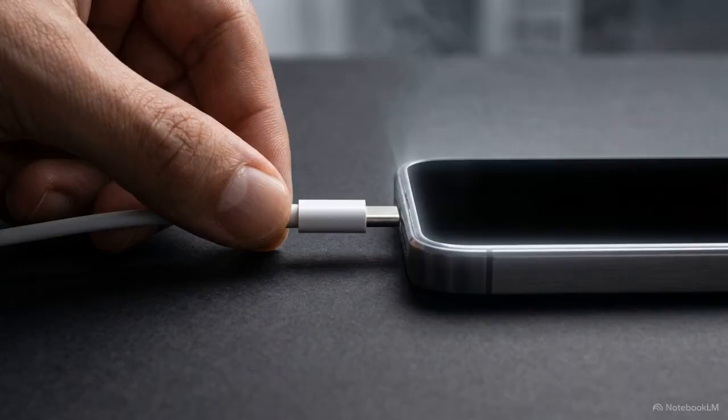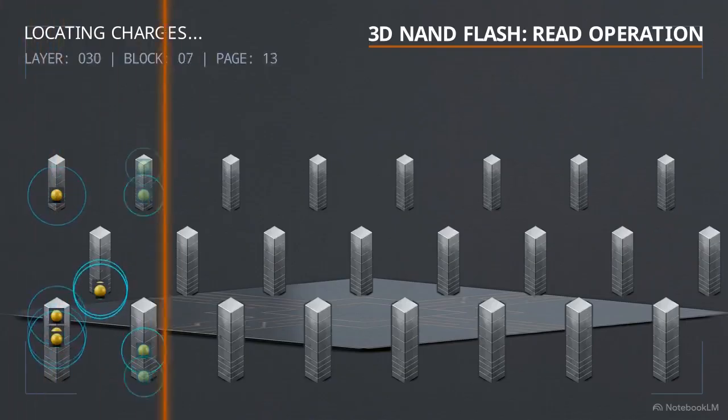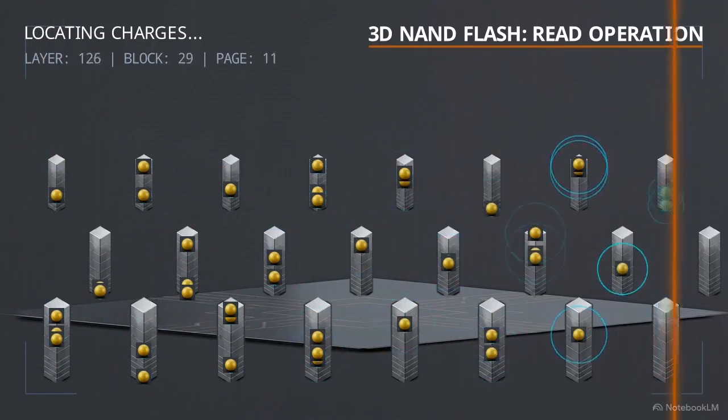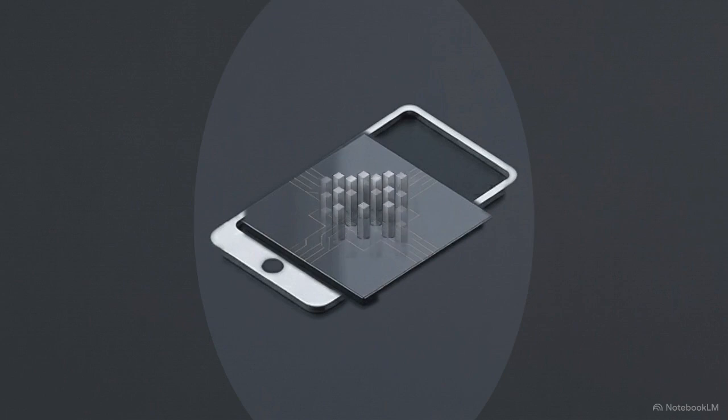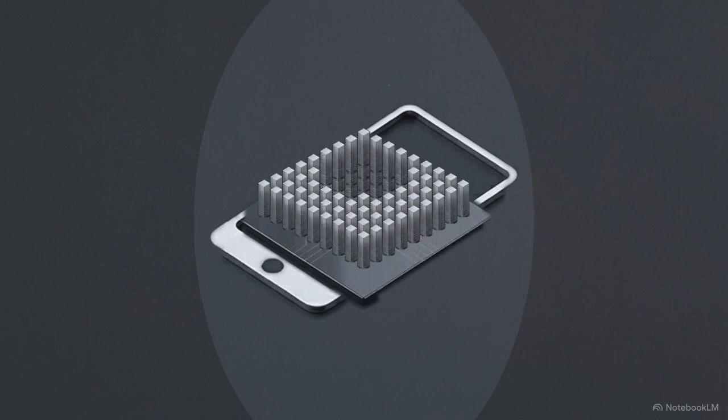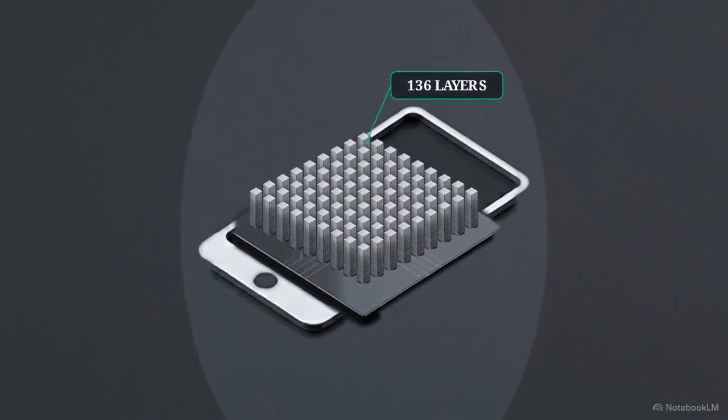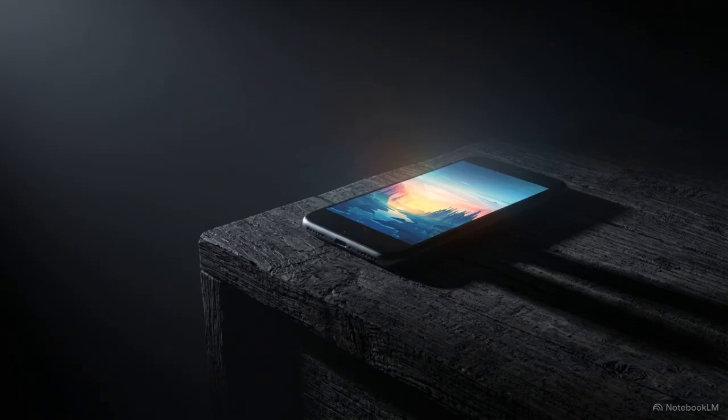As soon as you connect a charging cable and the phone powers up, the system reads the physical location of those trapped electrons to reconstruct your photos exactly as they were. Your digital life is preserved in this tangible, physical, 136-story metropolis inside your pocket, waiting for the lights to come back on.